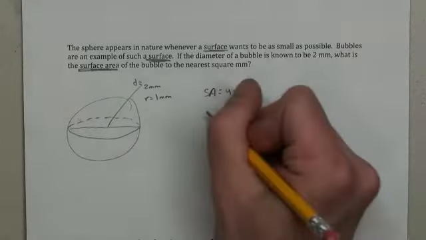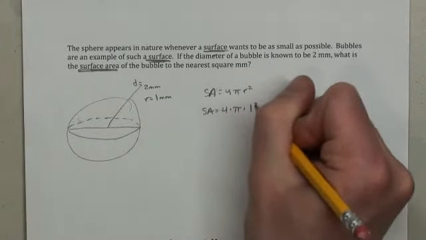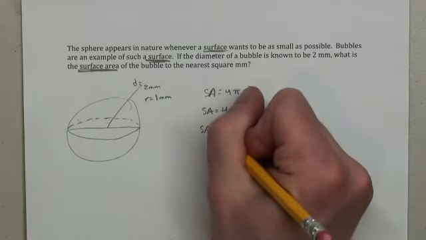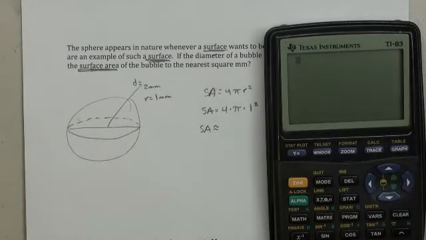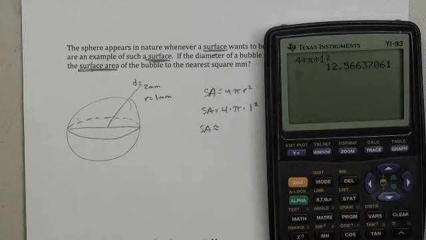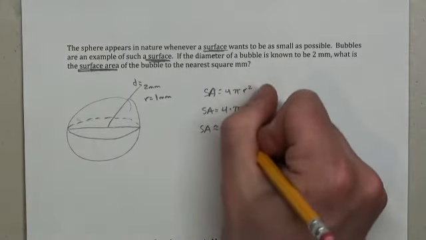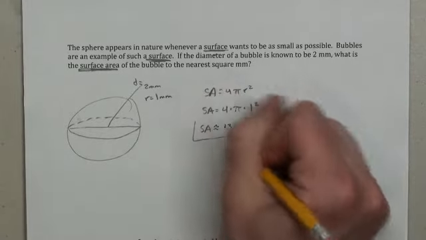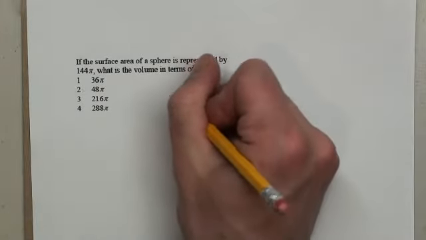So, surface area equals 4 times pi times 1 squared. Surface area is approximately, to the nearest square millimeter, 4 times pi times 1 squared is about 12, well, we have to round to the nearest millimeter, so it's 13. It's approximately 13 millimeters, and area is squared. Okay, so here's a surface area problem.